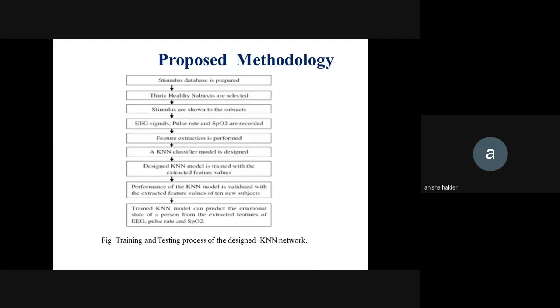Stimulus database is prepared. 30 healthy subjects are selected. Stimuli are shown to the subjects. EEG signals, pulse rate, and SpO2 are recorded. Feature extraction is performed. KNN classifier model is designed. The designed KNN model is trained with the extracted feature values. Performance of the KNN model is validated with the extracted feature values of 10 new subjects. This is for validation. The trained KNN model can predict the emotional state of a person from the extracted features of EEG, pulse rate, and SpO2. This is testing.